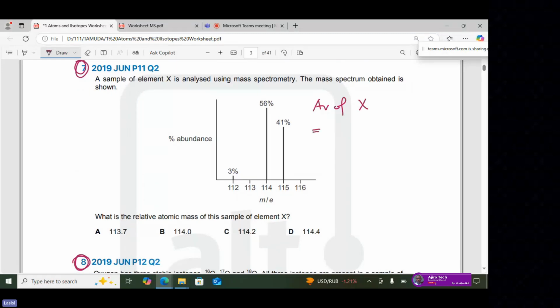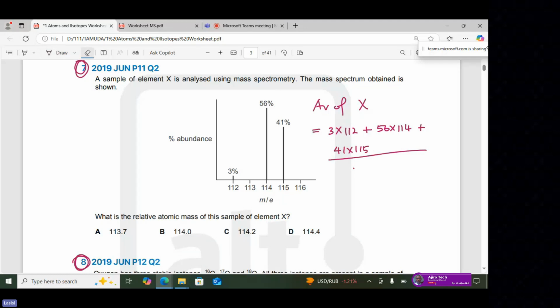We want 3 times 112 plus 56 times 114 plus 41 times 115, everything over 100. Okay, so in the way that you consider them, I don't want to make it confusing. It should be 3 times 112, 56 times 114 plus 41 times 115 over 100.